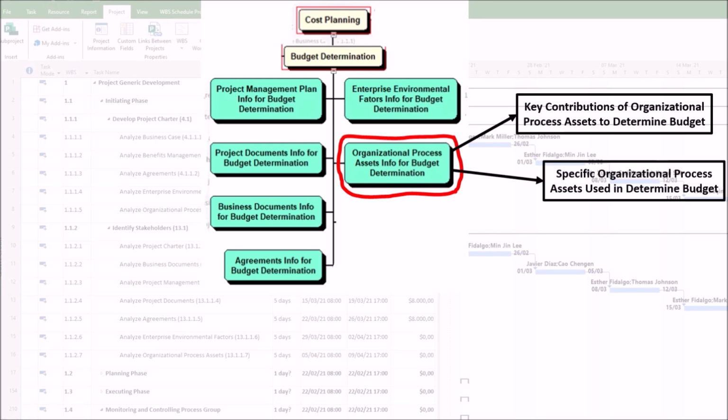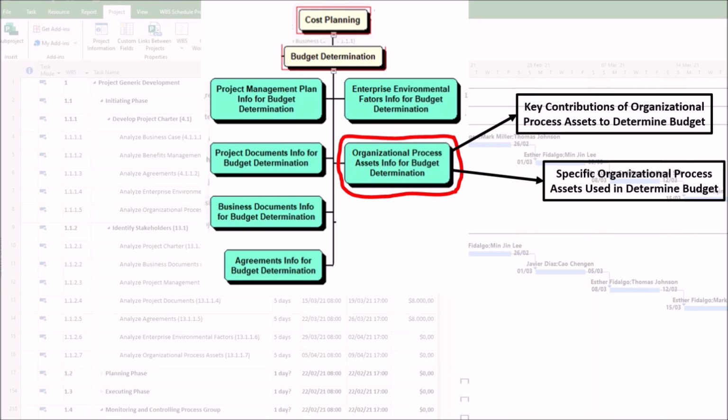2. Specific organizational process assets used in determine budget. The process explicitly relies on, first, cost budgeting policies. Formal rules for budget structuring, such as tiered approval thresholds. Second, financial repositories, databases of past project costs and vendor pricing.